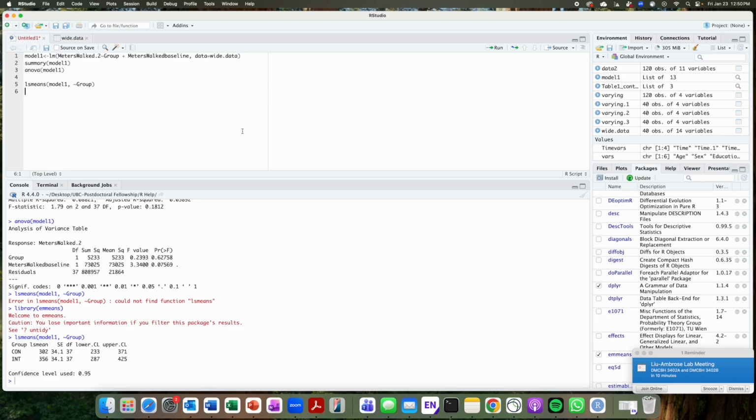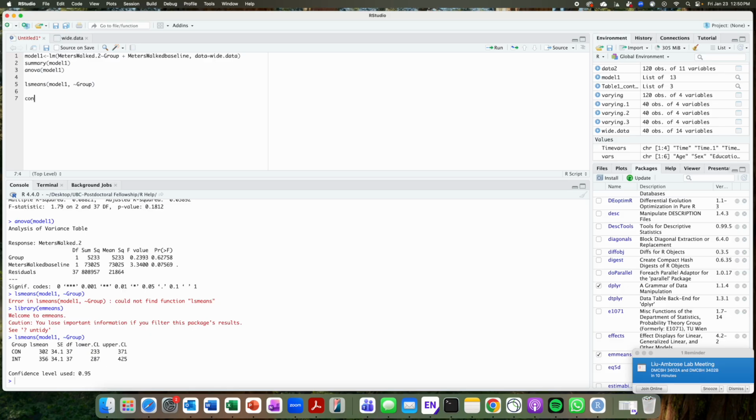So now that that's running, we can see that there are these two groups. There's the intervention and the control group. So we can see that the intervention group has an average of 356 meters at time point 2 versus the control group, which has an average of 300 meters.